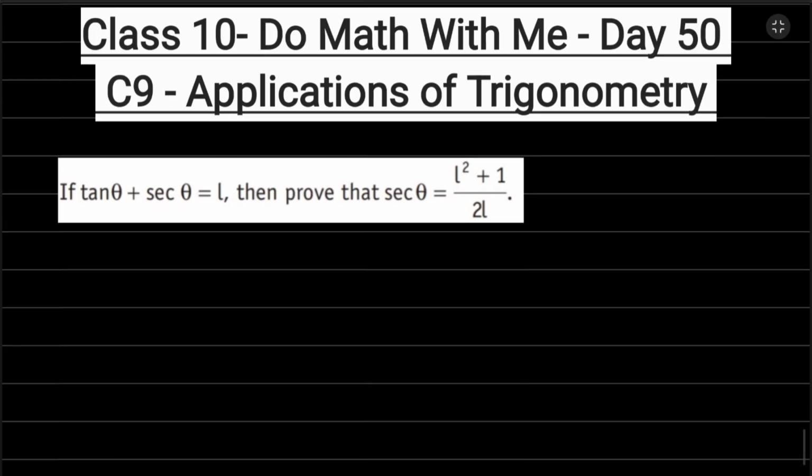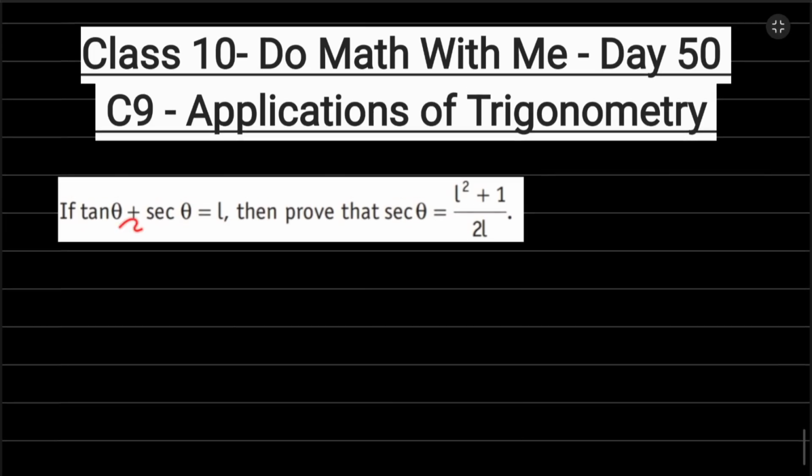Let's get started. So the very first question is, you are given tan theta plus secant theta is equal to L. You have to prove that secant theta is equal to L square plus 1 by 2L. Now there is an identity which is related to tan and secant. So let me tell you something which we should already be knowing, that secant square theta minus tan square theta is equal to 1.